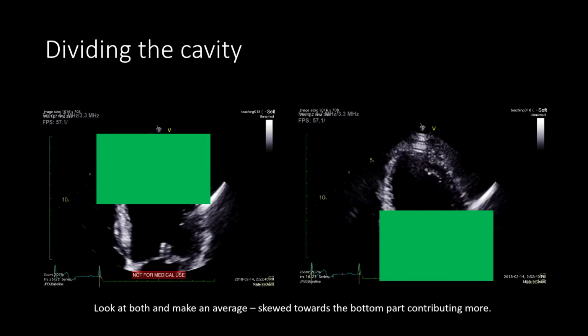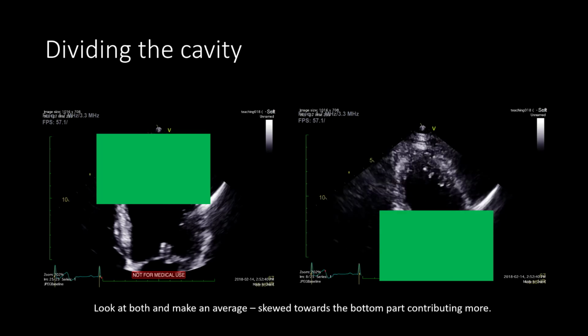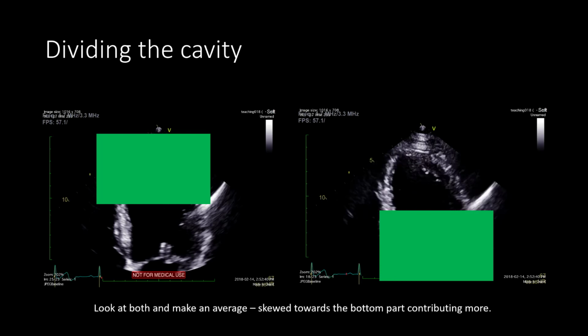Finally, you should divide a cavity. Simply put, hide the top or bottom part of the LV with your hand in an apical view. Then try to figure out what you think the LVEF, either grossly or numerically, is. Do the same for the other segments and then average them, putting a bit more emphasis on the base of the heart. This is because we are talking about radial measurement of a 3D structure, meaning everything is squared.